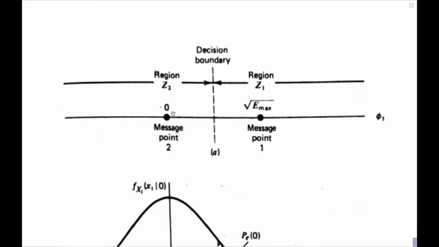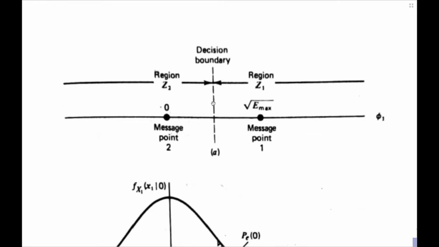We assume that the binary symbols 0 and 1 at the input occur with equal probability. This is a very important assumption because this is going to help us a lot in deriving the probability of error for both symbol 0 as well as 1. So let us start by assuming the binary symbols 0 and 1 occur with equal probability. Correspondingly, the threshold used by the decision device has to be the halfway point between the two message points, which is equal to root of Emax divided by 2 here.